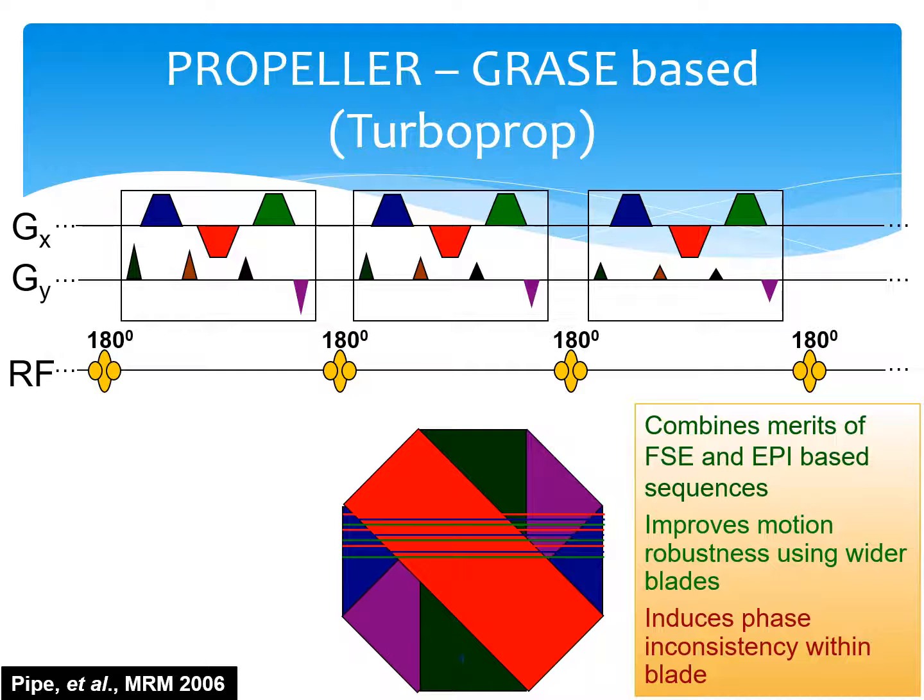Also, due to wide blades, the number of blades required to complete the entire K-space is reduced and thus improves the acquisition efficiency compared to fast spin echo based propeller. The combination of FSE and EPI based sequences does induce phase inconsistencies within a blade.